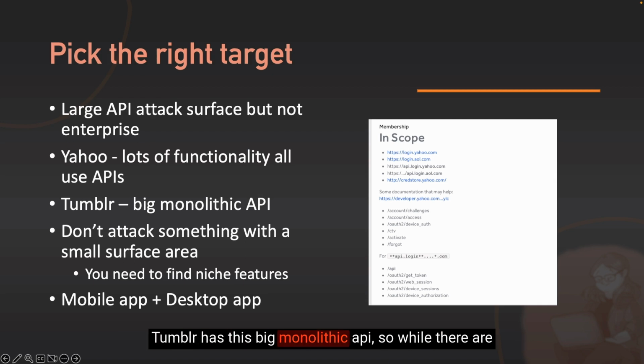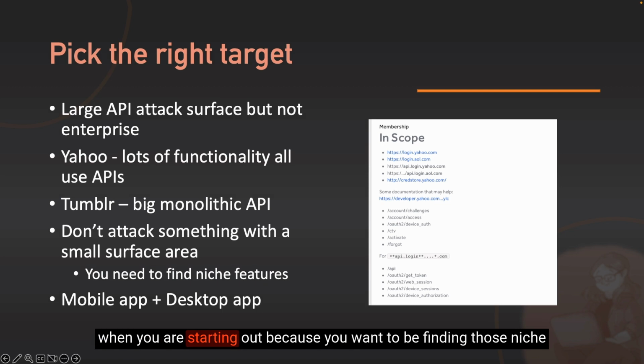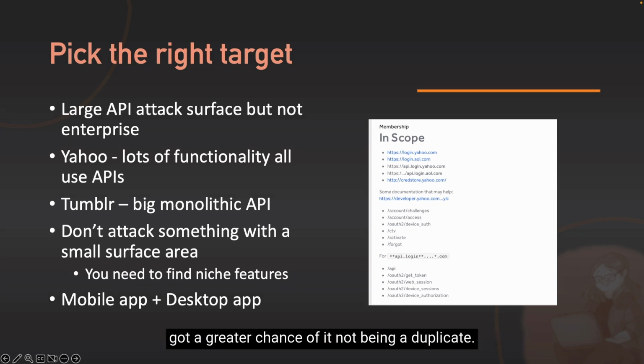Tumblr has this big monolithic API. So while there are different functionalities like having a blog and reblogging and stuff like that, that all takes place within the same API. These are really great to get started with. I know this seems counterintuitive. I know it's like, that's way too much stuff happening. But you don't want to attack something with a small surface area when you're starting out, because you want to be finding those niche features. So you, one, have a greater chance of finding something, and two, when you do find something, you've got a greater chance of it not being a duplicate.